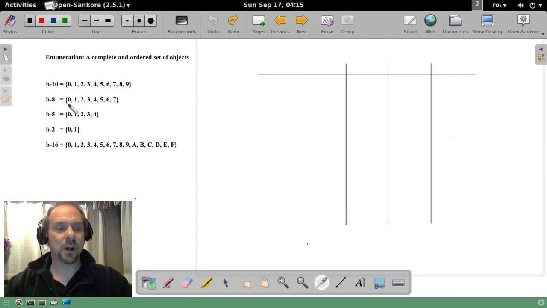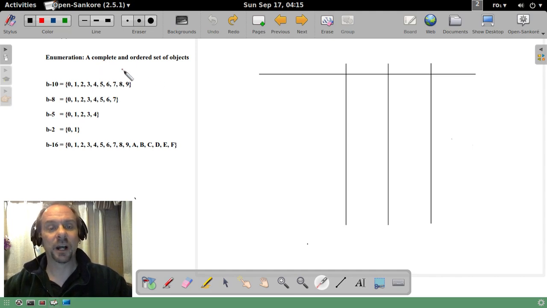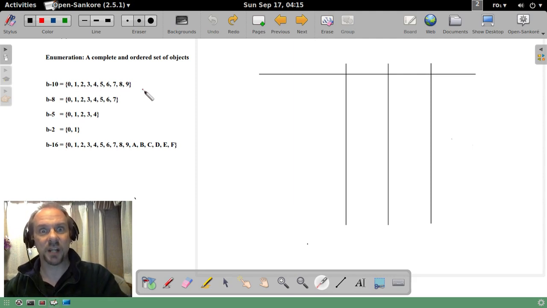Number systems are made up of enumerations of digits. So an enumeration is a complete and ordered set of objects. So if we look at base 10, our enumeration of digits is 0 through 9. We don't have any more than 9, so the set is complete. It's an ordered set. We count 1, 2, 3, 4, 5, 6, 7, 8, 9 in that sequence.